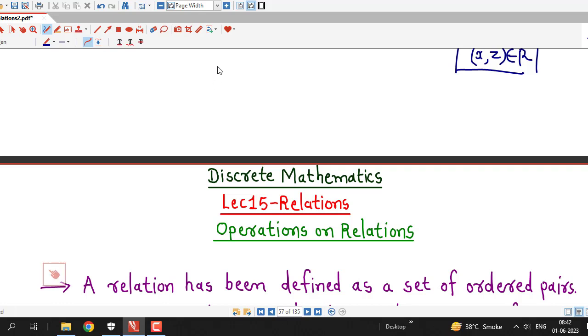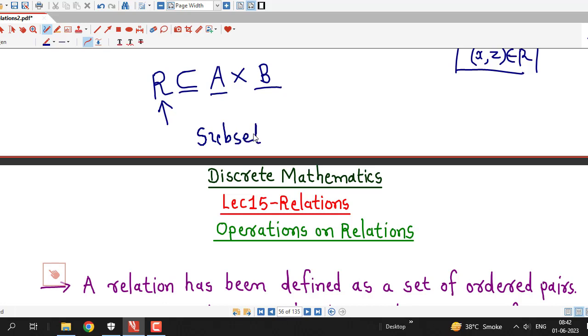We know that if we have two sets, say A and B, then a relation from A to B is a subset of the Cartesian product A cross B. Therefore, a relation itself is a set. So relations are nothing but special types of sets, and we have discussed different operations on sets.